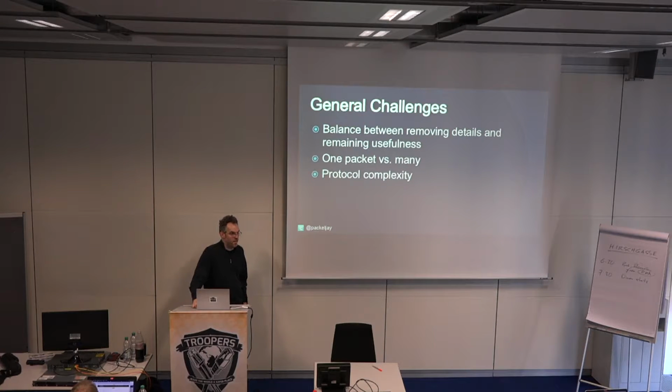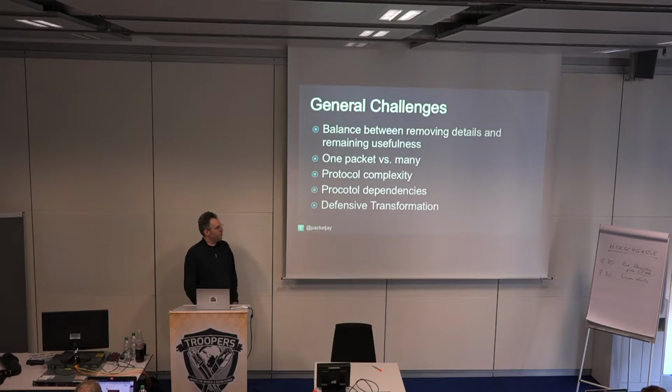Protocol complexity, that is why we're going to talk about IPv6, because IPv6 is a very complex protocol when it comes to sanitization, much more than IPv4 actually. And that is because of protocol dependencies. You will see what I mean in a second. And then there's something that is called defensive transformation. Defensive transformation is the mechanism that you use to not accidentally expose critical information. So to prevent exposing something you didn't want to, you use a process that is called defensive transformation. And I'll show you how it works.